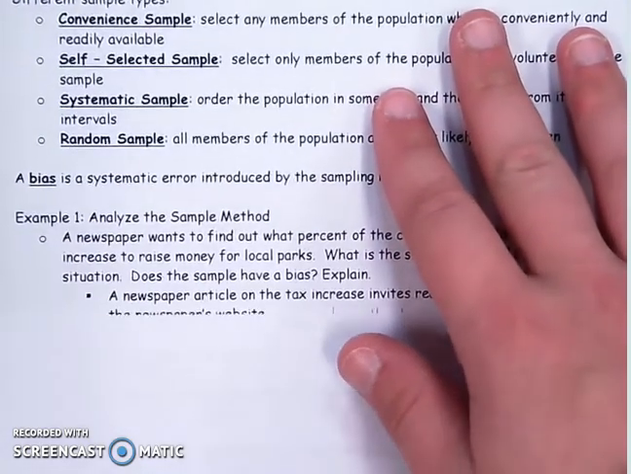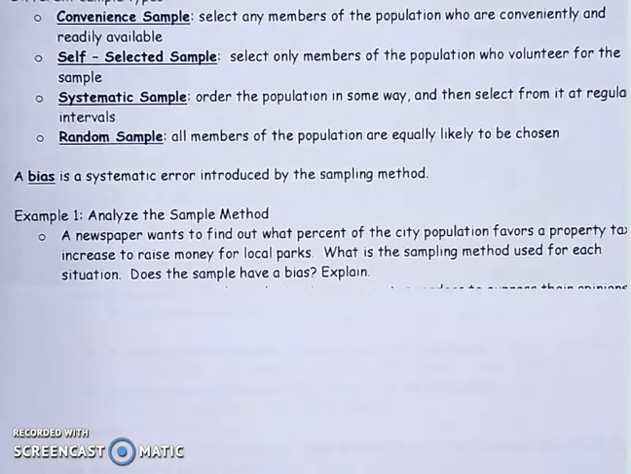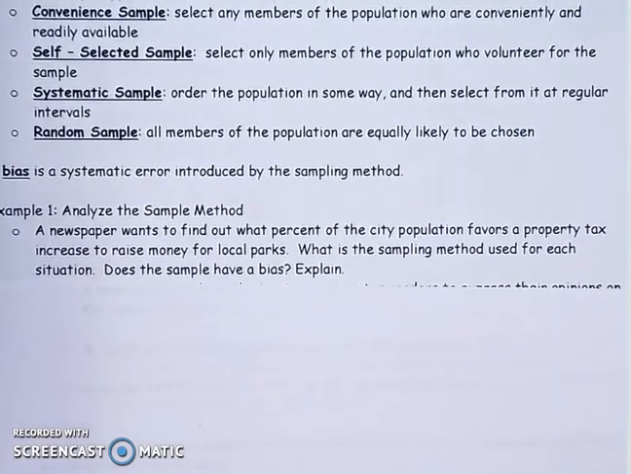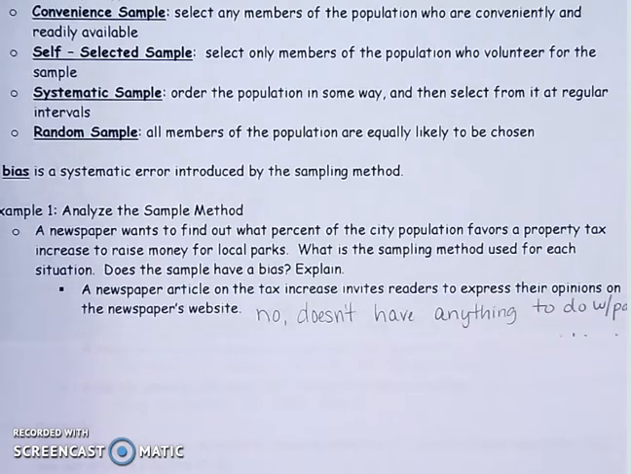So in example 1, we have a newspaper that wants to find out what percent of the city's population favors a property tax increase to raise money for the local parks. What is the sampling method used for each situation, and does that sample have a bias, and you should explain. So the first one is a newspaper article on the tax increase invites readers to express their opinion on the newspaper's website. This would be an example of self-selected because you choose from the newspaper article to go on the website and voice your opinion.